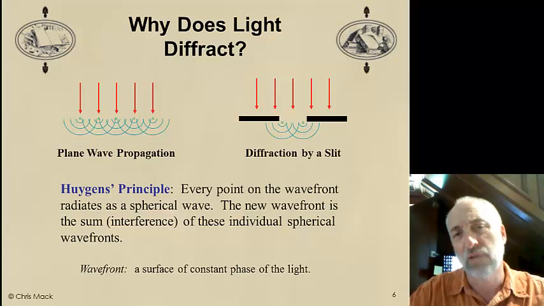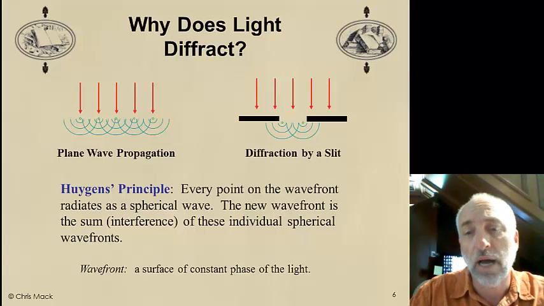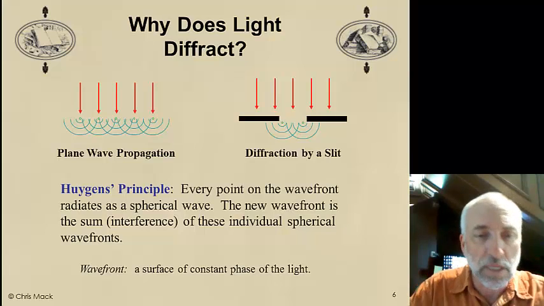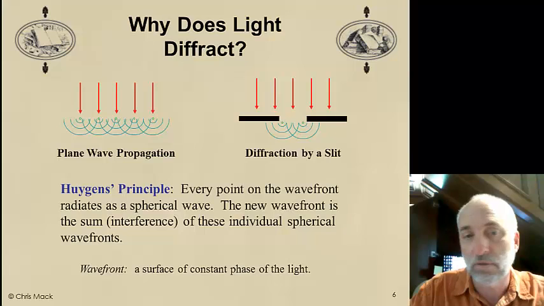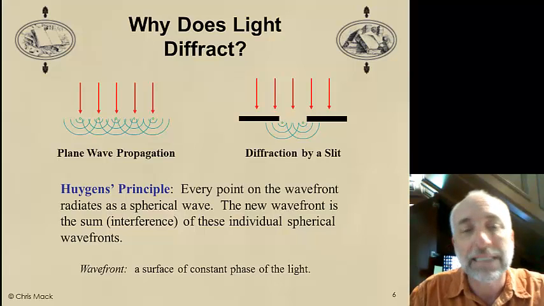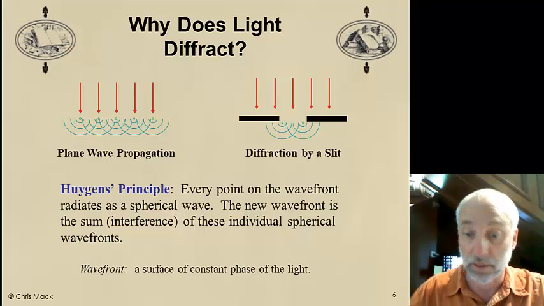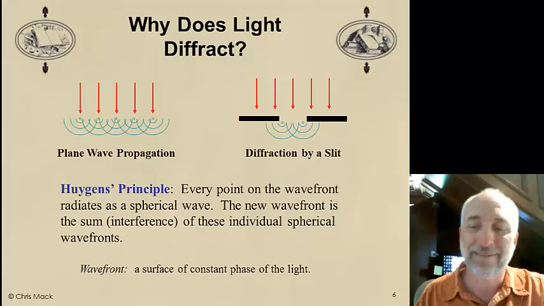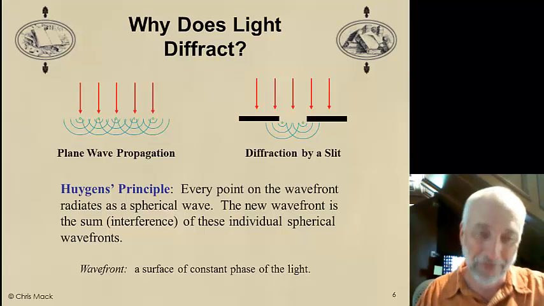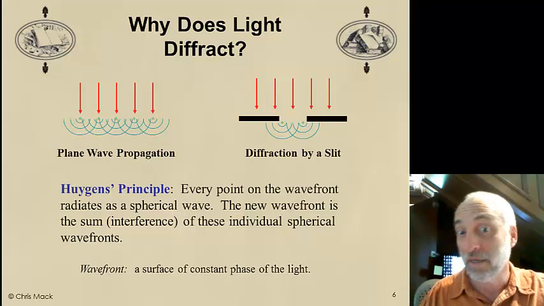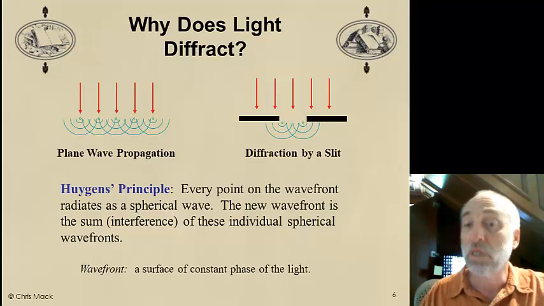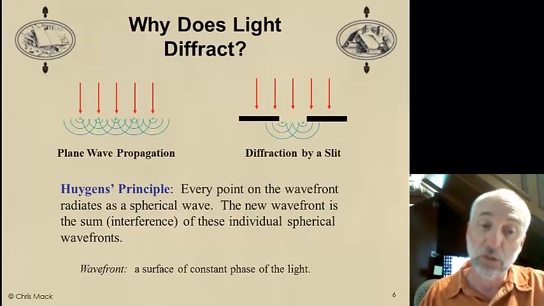Before we get into the mathematics of how we describe the diffraction of light, I'd like to talk about this behavior heuristically using a very famous principle called Huygens' Principle. Now, Christian Huygens was a famous Dutch physicist who lived about the time of Newton, and while Isaac Newton promoted the idea of light as particles, little corpuscles, he promoted that corpuscular theory of light. Huygens, on the other hand, promoted the wave theory of light. It turned out they were both right in different ways, but when it comes to the phenomenon of diffraction, it's Huygens' principle that is useful for us.